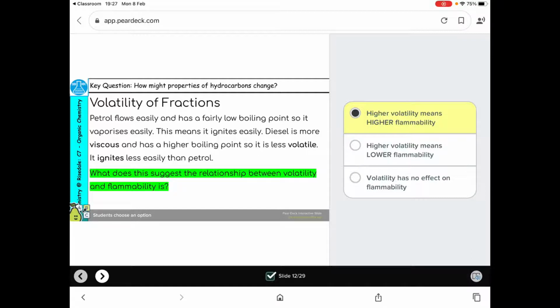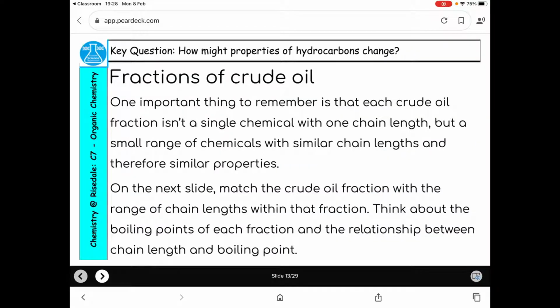What does this suggest the relationship between volatility and flammability is? So you should have selected the higher the volatility, the more easily it becomes a gas, then the higher the flammability. So it's those gas particles, it's the fumes of the gas that are on fire, not the liquids themselves. Okay, so one important thing to remember is that each crude oil fraction isn't a single chemical with one chain length. They make up a range of similar chain lengths and therefore have similar properties. So they're not identical in size, they're not identical chemicals.